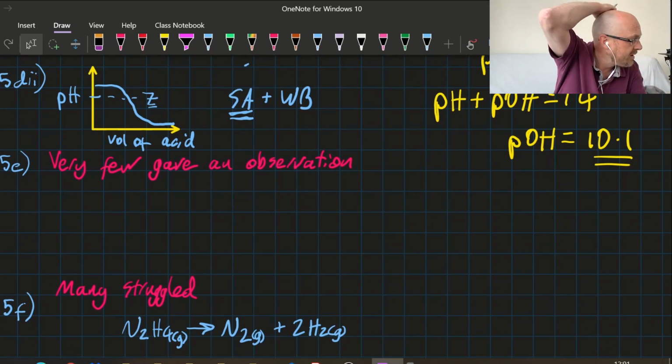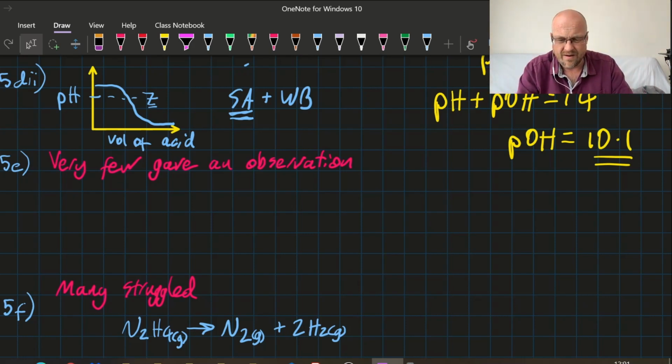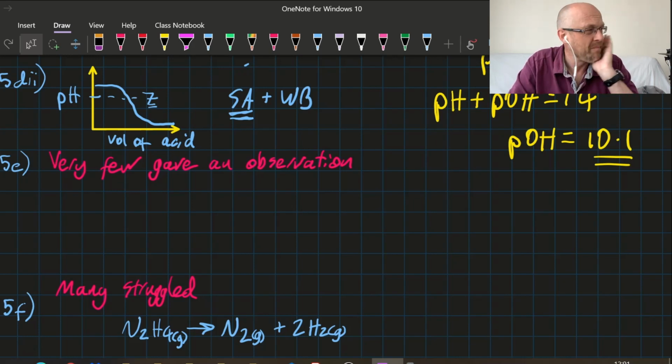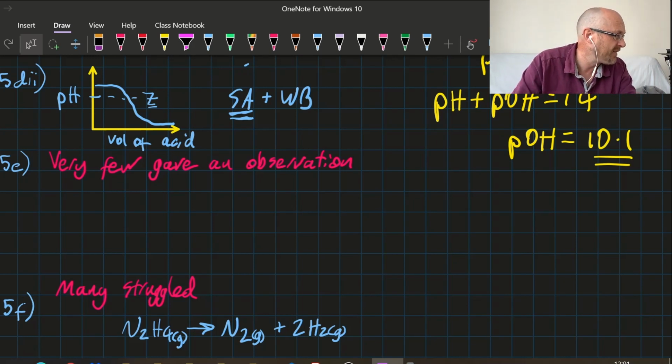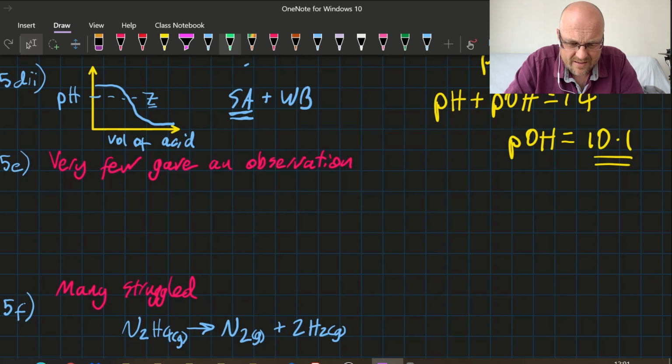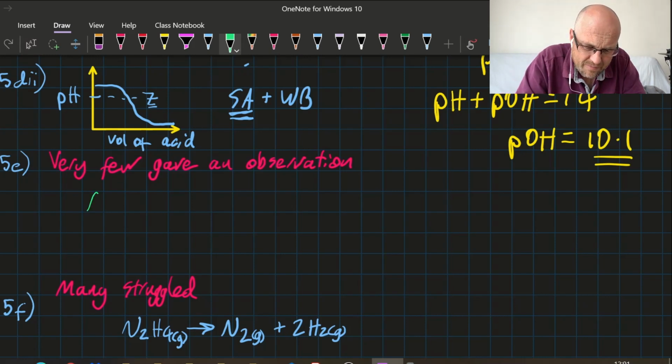E. Magnesium powder is added to ammonium chloride. Very few people gave an observation. I've never heard of this equation before. I'm not going to look at the answer. Let me see if I can do it. Magnesium powder is added to ammonium chloride.